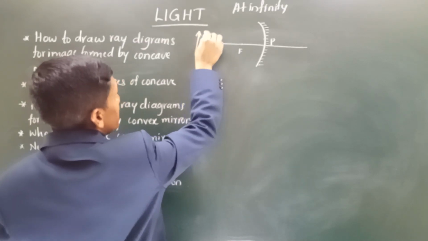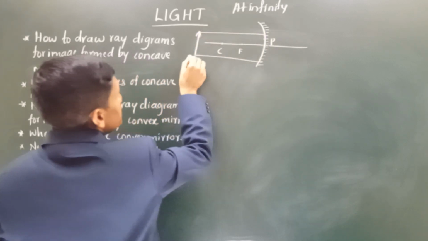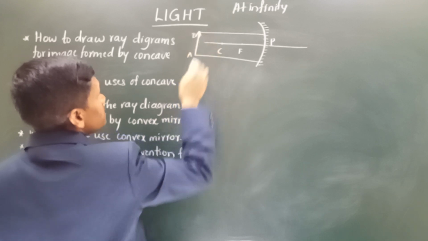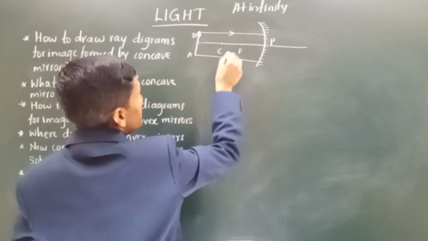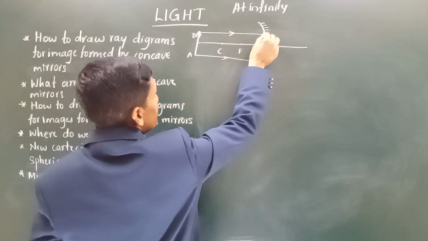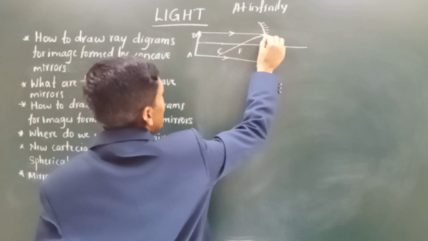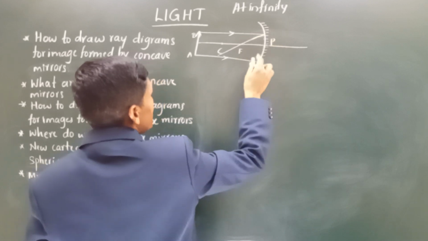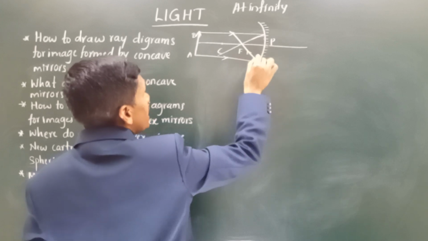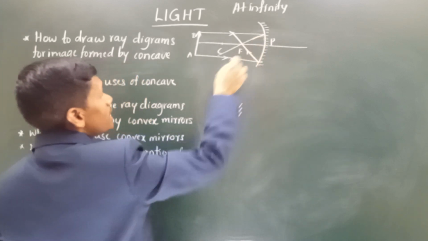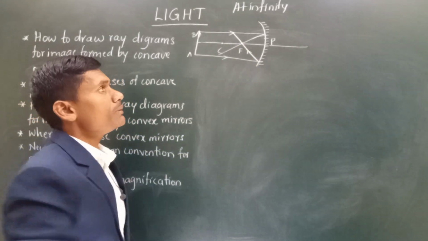Then you have to take two rays parallel to the principal axis, one above, one below. This is the object. Now a ray which is parallel to the principal axis, after reflection passes through a point on the principal axis called the principal focus, as you have already studied in the previous class. At this point where these two rays meet each other, that is the principal focus. At the principal focus we find the image.